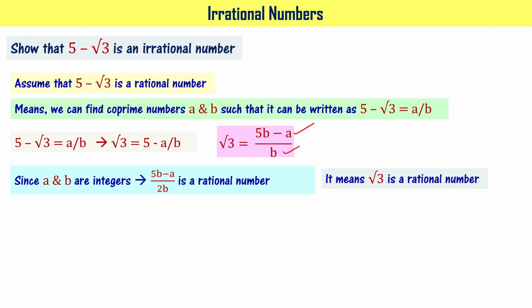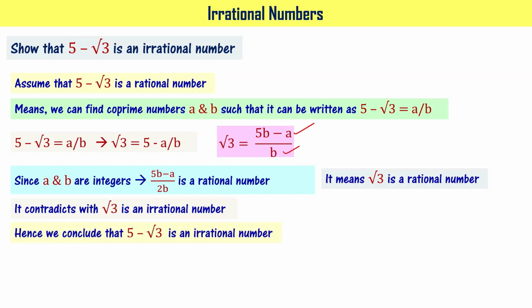Whereas we know that root 3 is not a rational number, right? It is an irrational number. So it is contradicting with the whole idea of root 3 being an irrational number, right? This contradiction happens because whatever assumption we made is wrong or incorrect. That's why we conclude that 5 minus root 3 is an irrational number. I hope you understood this concept.